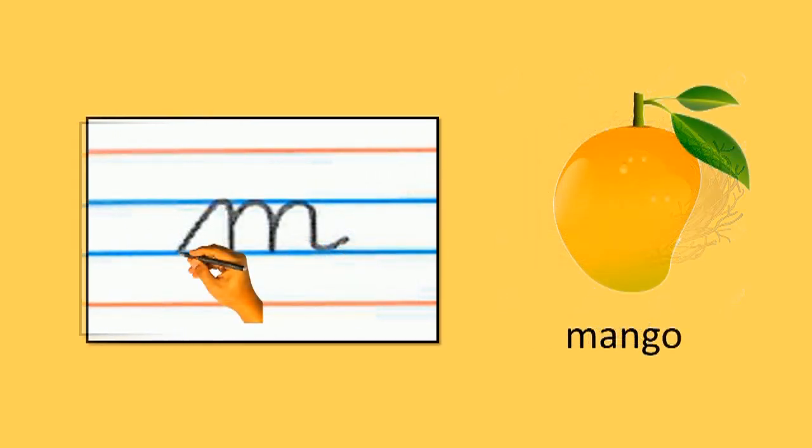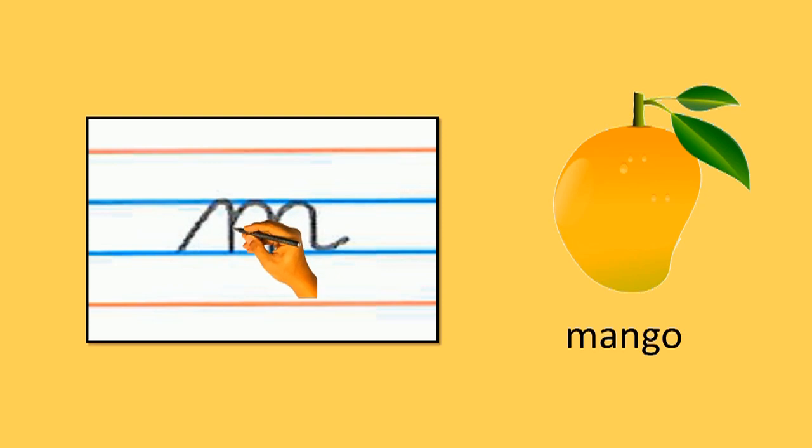Letter M. Start from the second blue line. Slant line up to the first blue line. Make a curve down. Go up. Make a curve down. Go up again. Make another curve. Come down and out. M, M, mango.